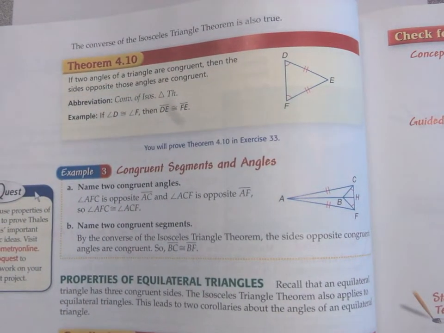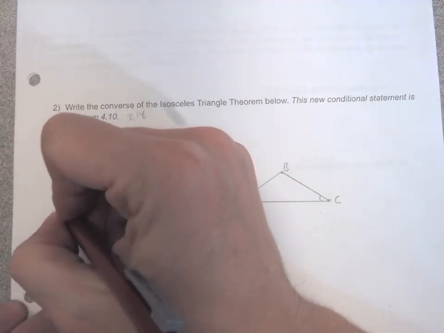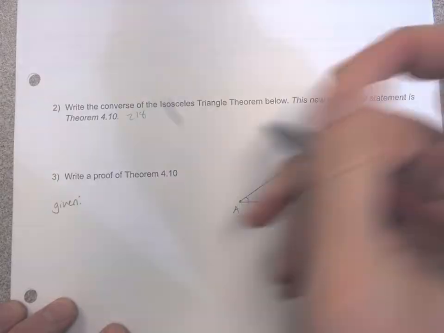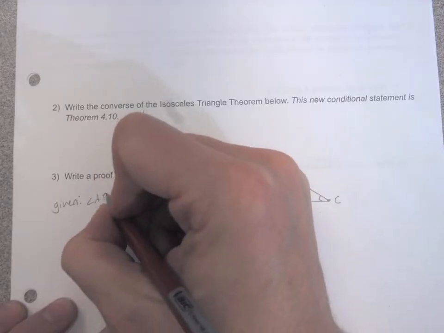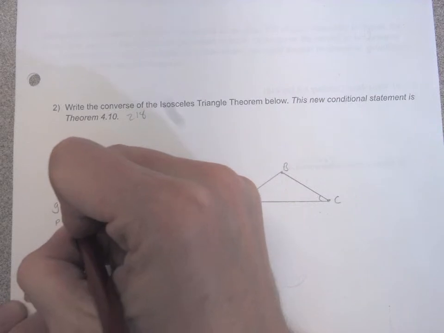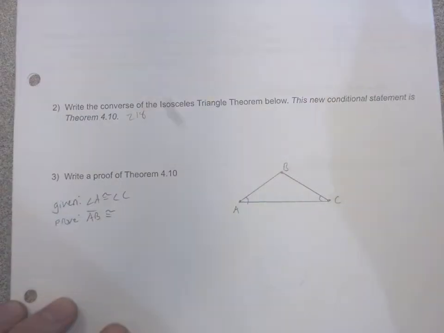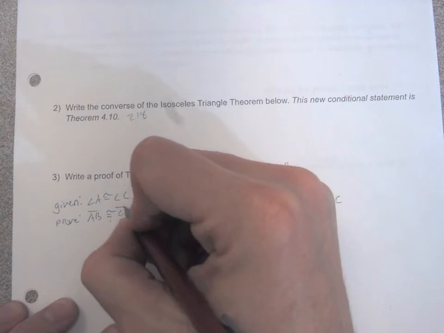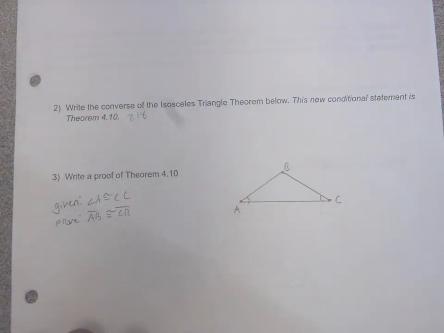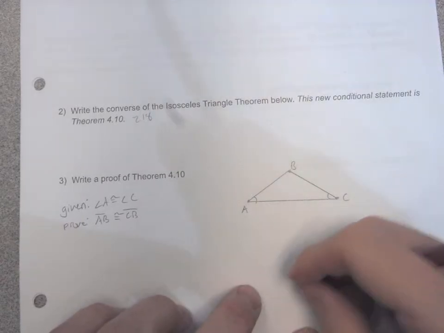Now I just drew my figure a little bit differently. Doesn't really matter how you draw it, so I'm going to start this way. And the given for me here is I'm going to assume that angle A is congruent to angle C, and I'm going to prove that segment AB is congruent to segment CB. Okay. Now what this is going to require is another construction.